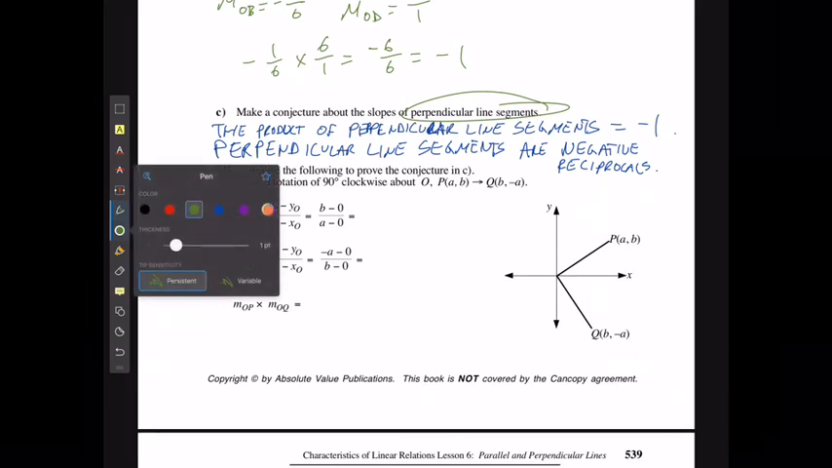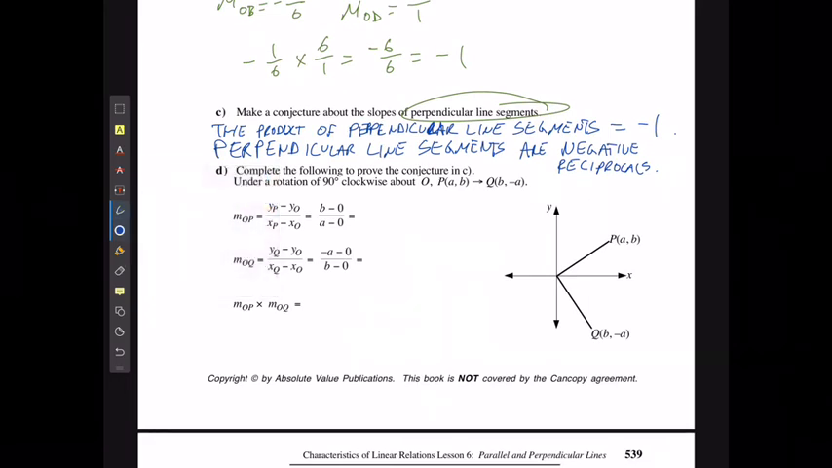So if we take that and apply it towards part D, complete the following to prove the conjecture. Under a rotation of 90 degrees clockwise about the origin, if P is (A, B) and Q is (B, -A), how is this going to work? Well, if I have B minus 0 divided by A minus 0, because the origin is just (0, 0), that's just going to be B over A. If I have negative A minus 0 over B minus 0, that's going to be negative A over B.